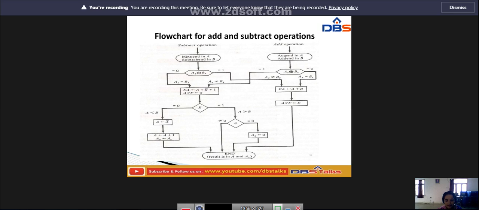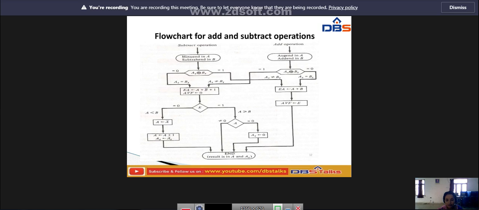Okay, correct result, sorry, here this is the point. If the number is 0, the sign A must be made positive to avoid a negative 0.